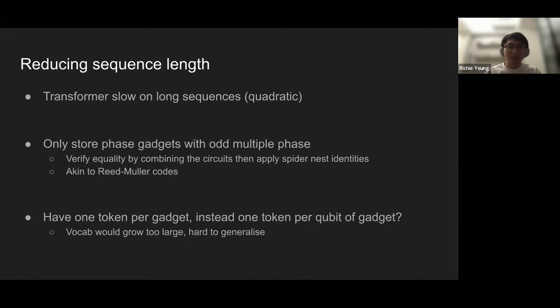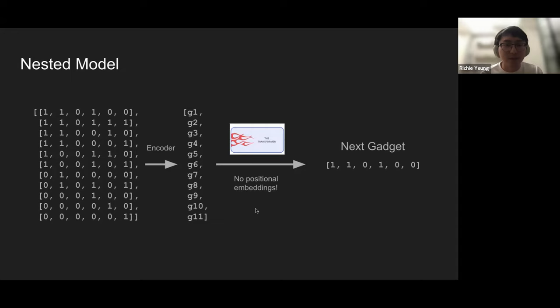One thing we're proposing is to have this effectively nested model where we have the usual transformer here, but we also have a transformer encoder. So we start off by listing, instead of having the usual encoding that I described earlier, effectively a list of phase gadgets.